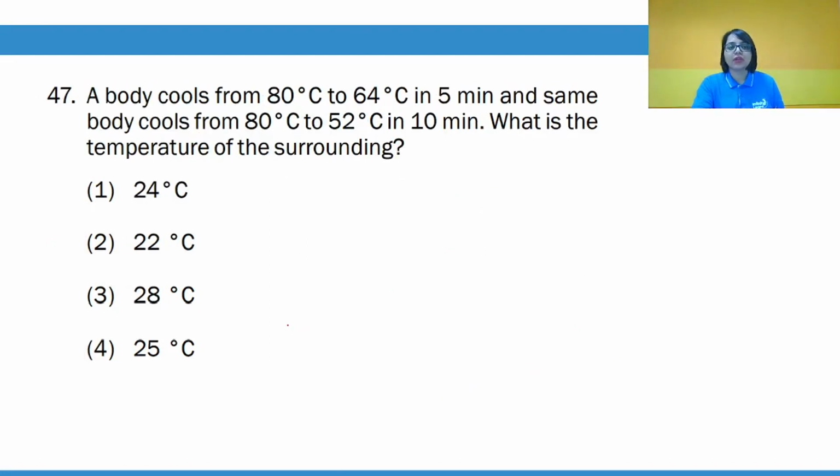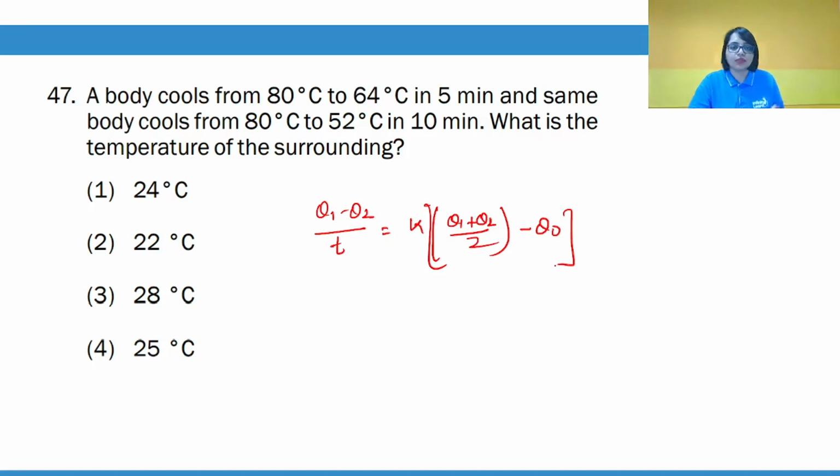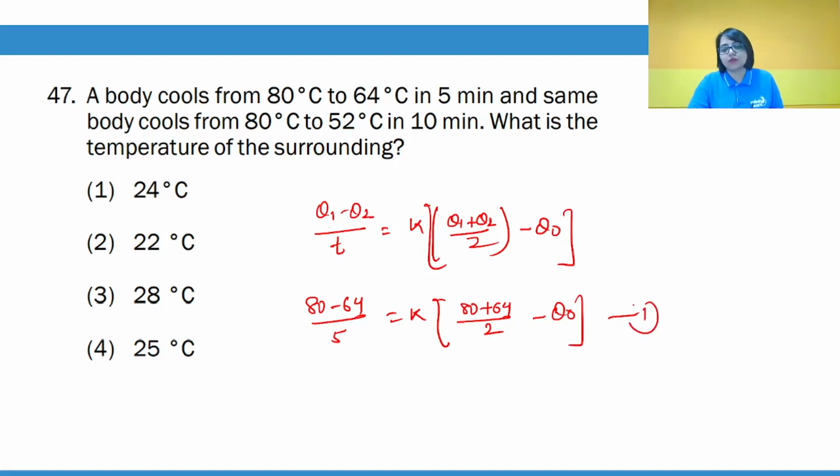Question number 47. A body cools from 80 degrees Celsius to 64 degrees Celsius in 5 minutes, and the same body cools from 80 degrees Celsius to 52 degrees Celsius in 10 minutes. What is the temperature of the surrounding? For that, I'll use (theta 1 minus theta 2) divided by T is equal to K times ((theta 1 plus theta 2) by 2 minus theta naught), where theta naught is the temperature of the surroundings. So it will be (80 minus 64) divided by 5 minutes is equal to K times ((80 plus 64) divided by 2 minus theta naught). This is my equation 1.